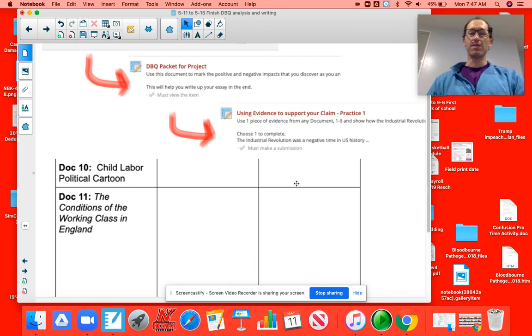I want to remind you that in our last class, I wanted you to practice with me, showing me how you use evidence to support a claim. Okay? You could have chosen the positive or the negative side, but I need you to go back and make sure that you have this practice submitted. Okay, let's look at Doc 10, 11, and 12 briefly.